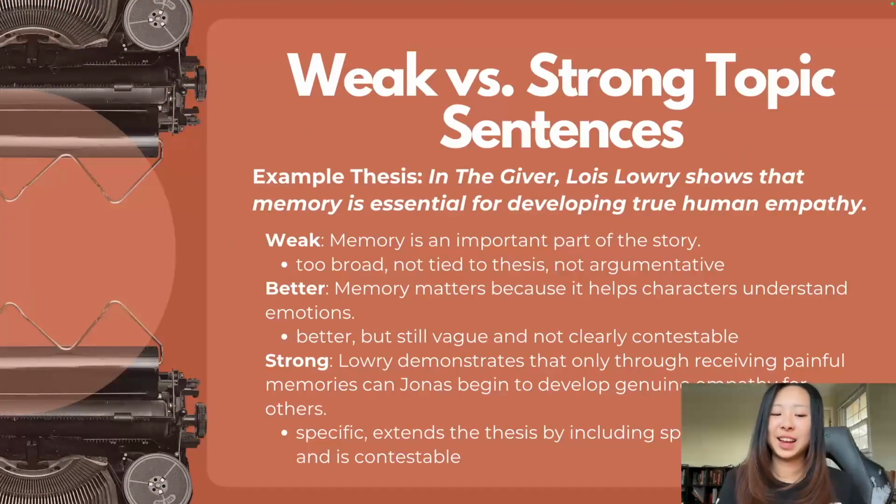Now we're going to take a look at some weak versus strong topic sentences. So I have an example thesis on the slide, which is, in The Giver, Lois Lowry shows that memory is essential for developing true human empathy. So we're working with creating a topic sentence that's able to advance that thesis forward. So our example of a weak topic sentence is, memory is an important part of the story.